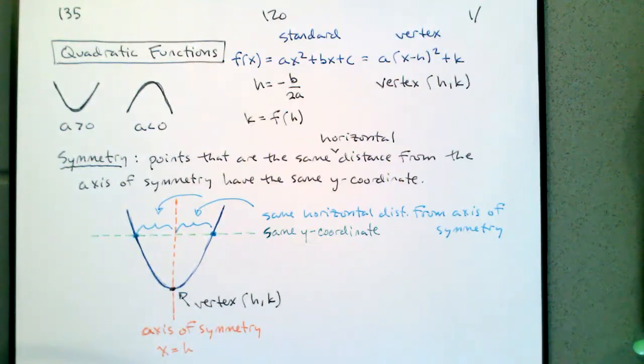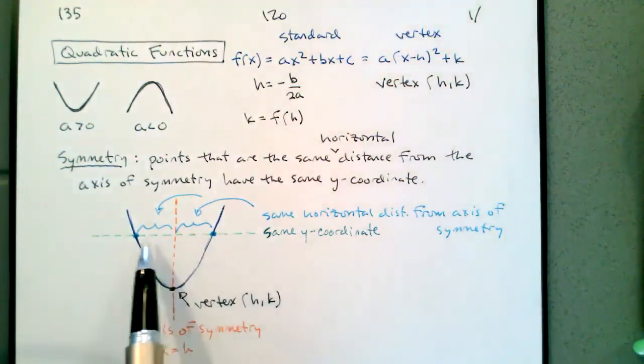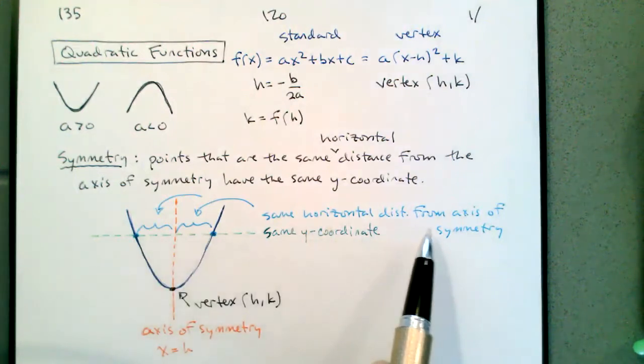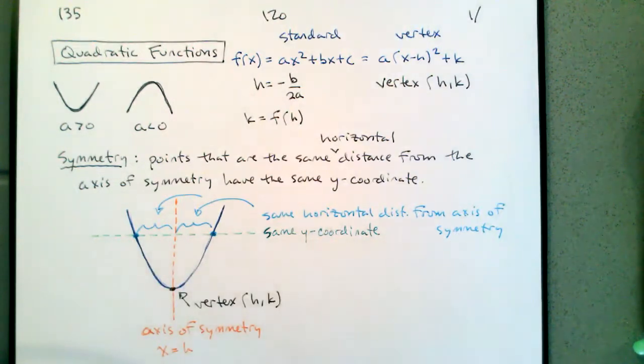Another important thing that we know about quadratic functions and parabolas is that they are symmetric about a vertical line through the vertex called the axis of symmetry. What that means is that points that are the same horizontal distance from the axis of symmetry have the same y-coordinate. So if the vertex is at (h, k), and we have two points with the same y-coordinate, they will be the same horizontal distance from the axis of symmetry.